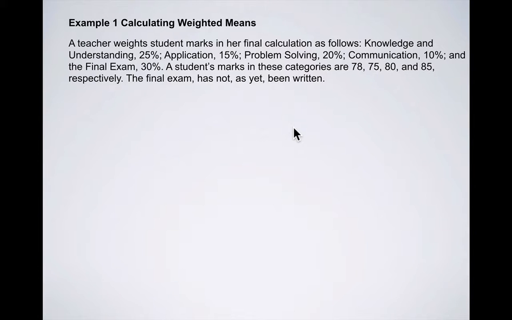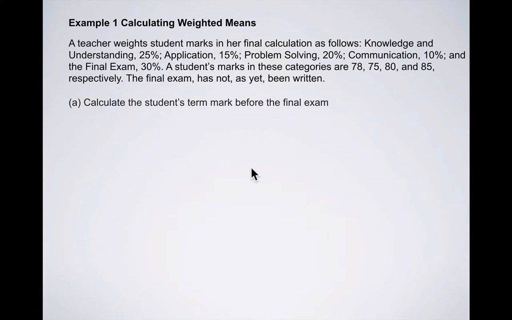Now, suppose a teacher weighs a student's marks in her final calculations as follows. Knowledge and understanding is 25% of the mark, application is 15%, problem solving is 20%, communication is 10%, and the final exam is 30%. The students' marks in these categories are 78, 75, 80, and 85 respectively, and the final exam has not yet been written.